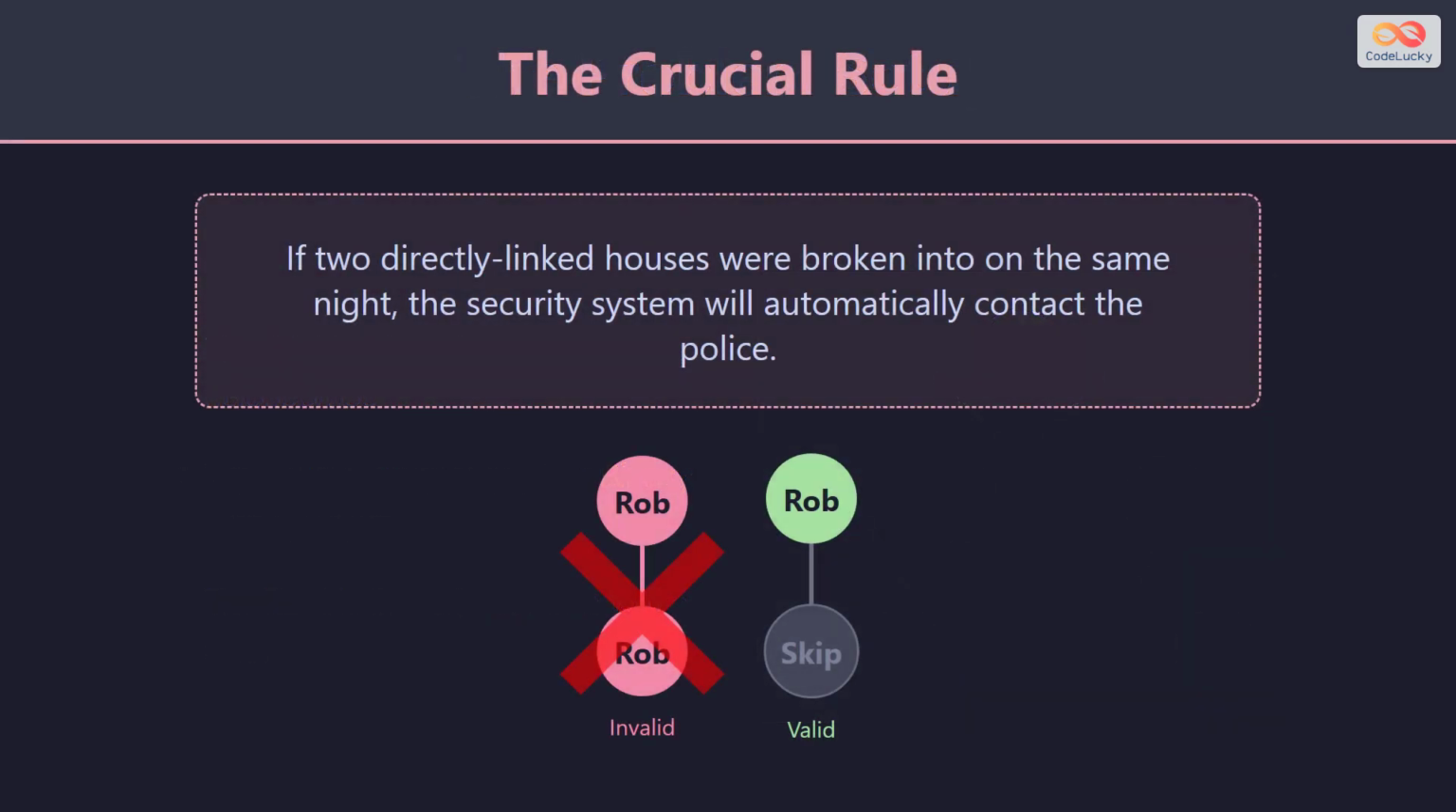However, there is a catch. The security system is connected. If two directly linked houses, meaning a parent and its direct child, are broken into on the same night, the police will be alerted. This means we cannot rob both a parent node and its child node.